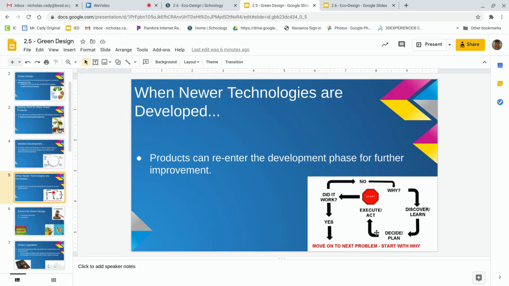Okay, so a little picture down here just shows you're asking a question. Did it work? If yes, you're moving on to the next problem. If it didn't work, no, why not? You need to figure out why it didn't work, come up with a new plan, try that plan, and see, did it work? That's kind of what we're doing here.